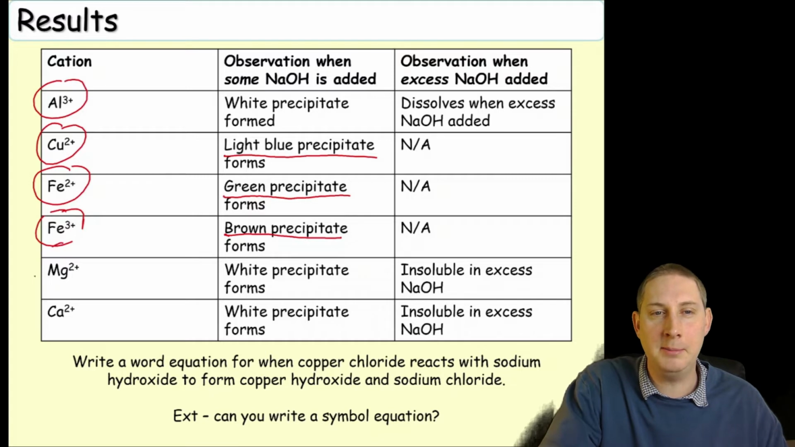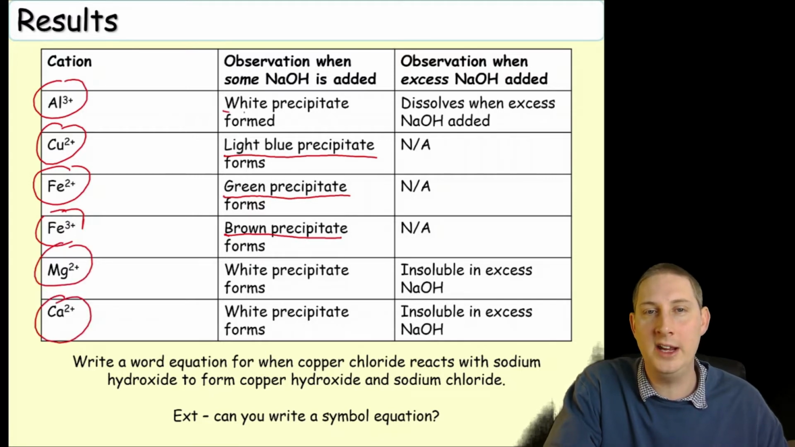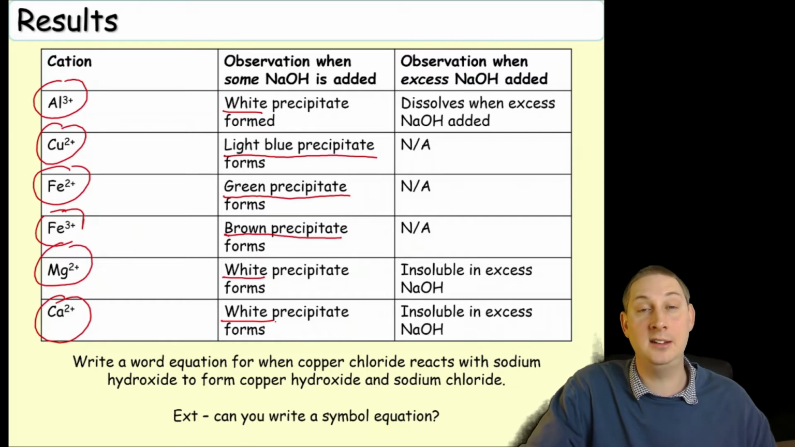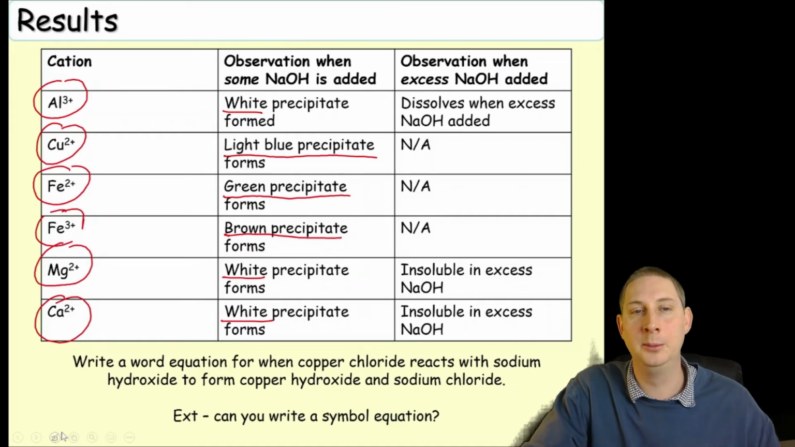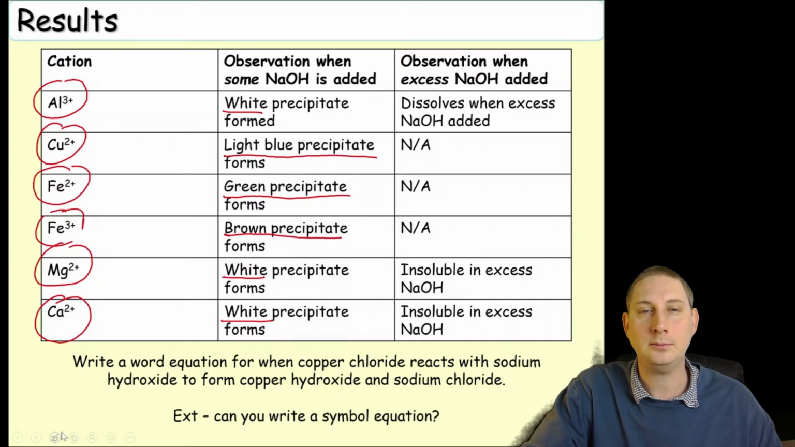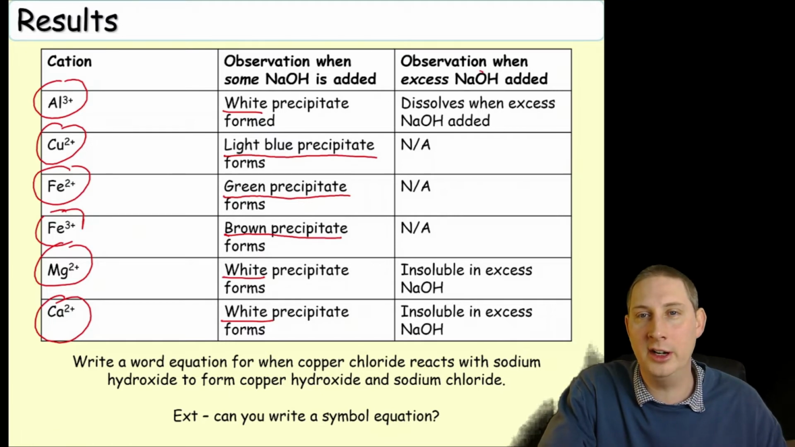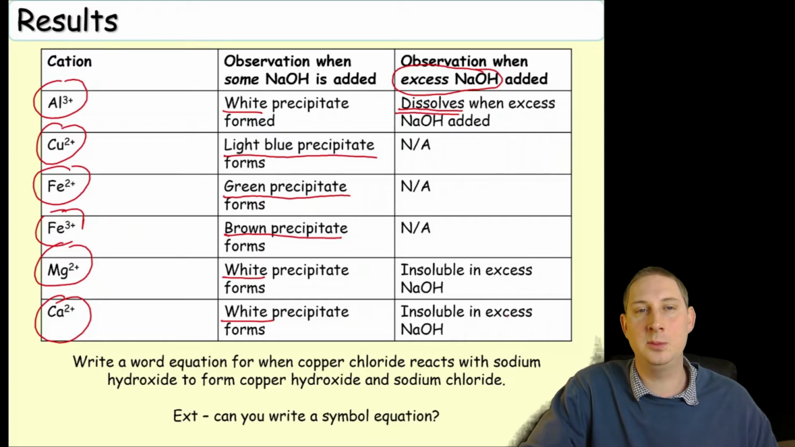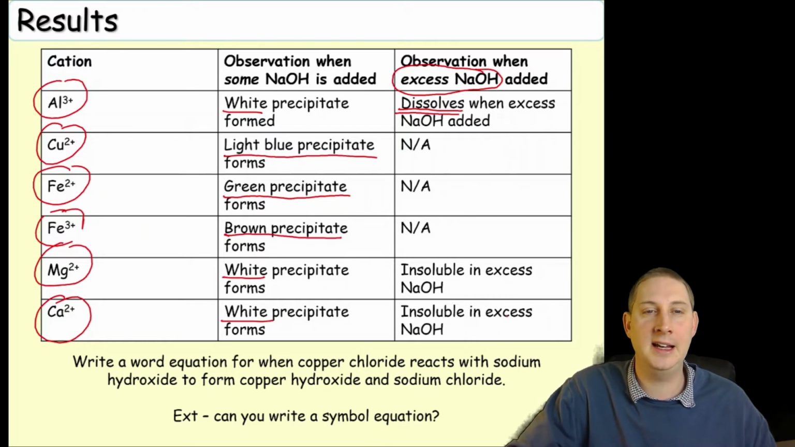But aluminium, magnesium and calcium all produced a white precipitate. There were some subtle differences between the precipitates, but it was not easy to identify which was which. And if you were just handed a solution you didn't know, how could you identify which one's aluminium, which one's magnesium, and which one's calcium? Well, this is where the second test came in. Because when we added a lot of hydroxide, so excess sodium hydroxide, what we saw is that the aluminium redissolved. The other two did not. There was no change. So this allowed us to distinguish between aluminium ions and magnesium and calcium ions.